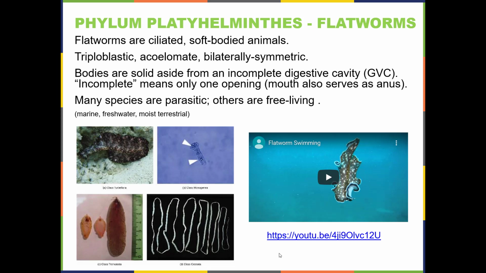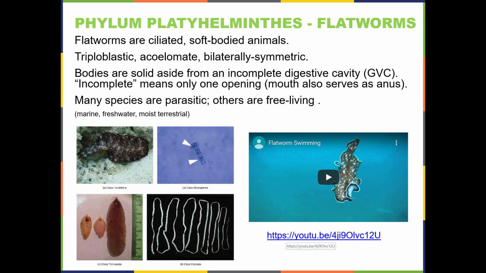So because it's triploblastic, that means it has a mesoderm. But this group is classified as acoelomate, meaning there's no space within the mesoderm that we would refer to as the body cavity. So acoelomate means no body cavity within the mesoderm. So the body is solid, except for the digestive cavity, which is a different kind of cavity than the coelom.